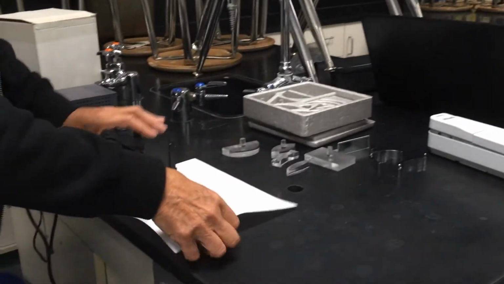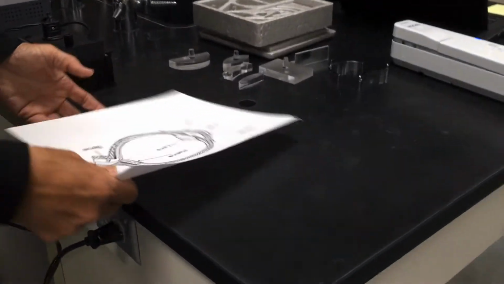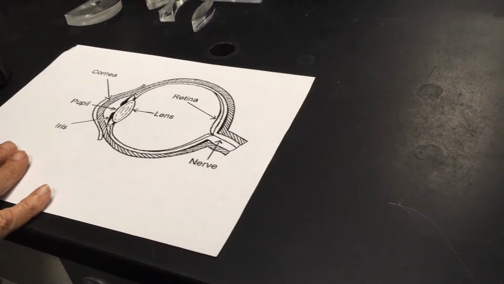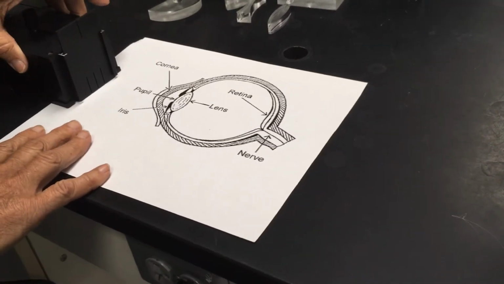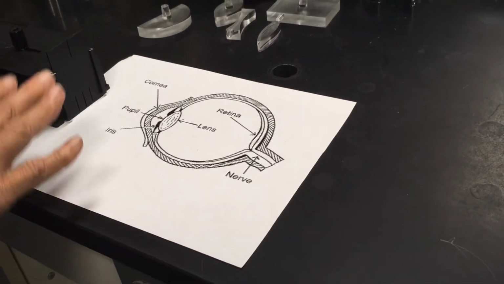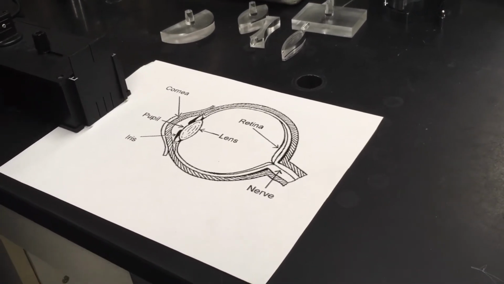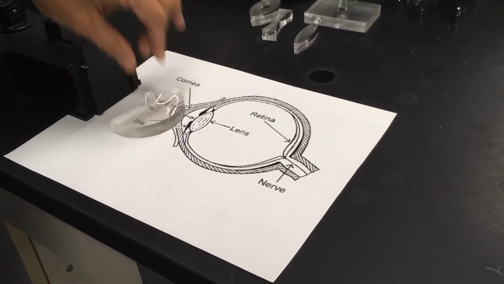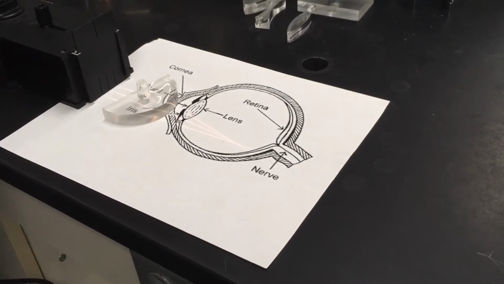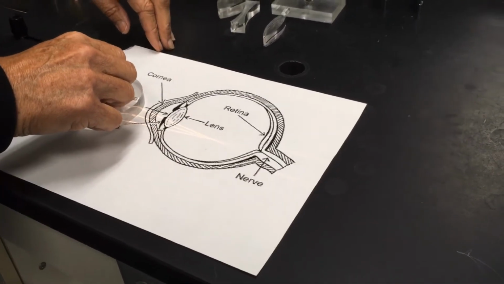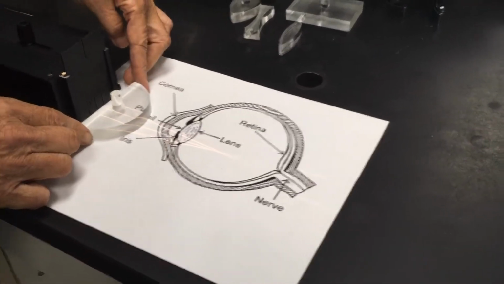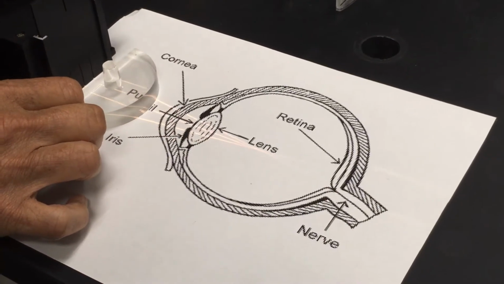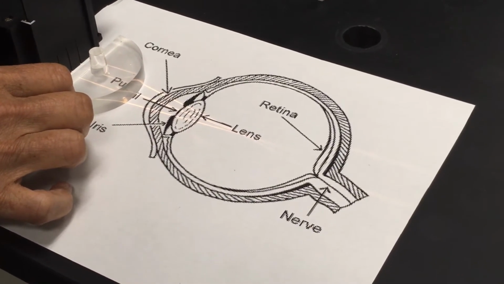But anyway, I've got a model of an eye. In fact, you have this in your materials, it's a file that I included on Google Classroom. And what I'm going to do, let's try the plano convex and see what it does. So you can see that it obviously bends the light, which specifically is called refraction.